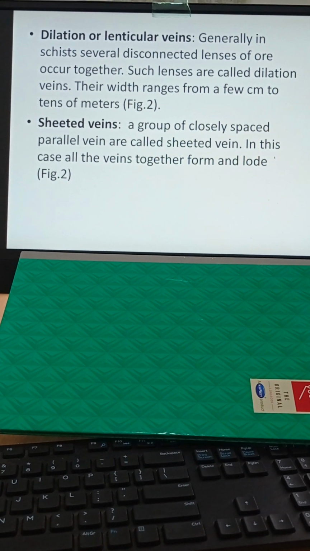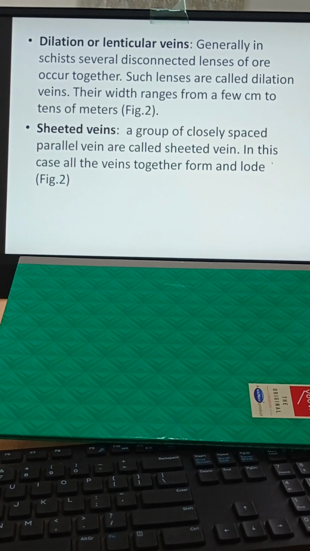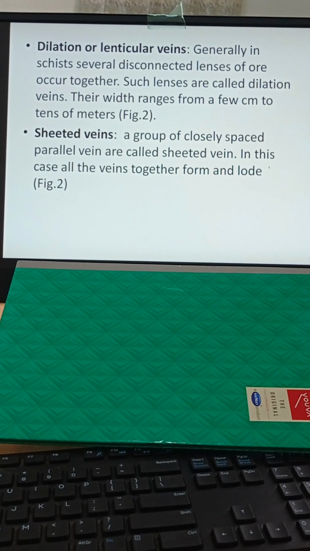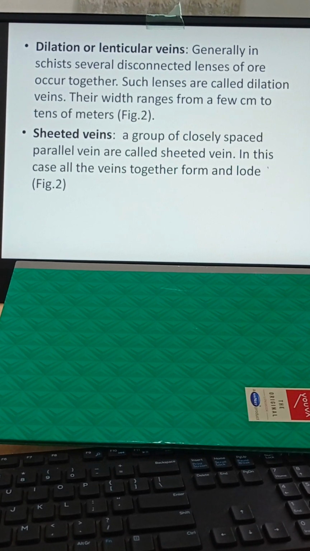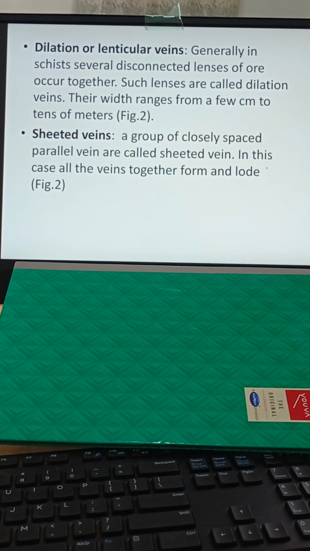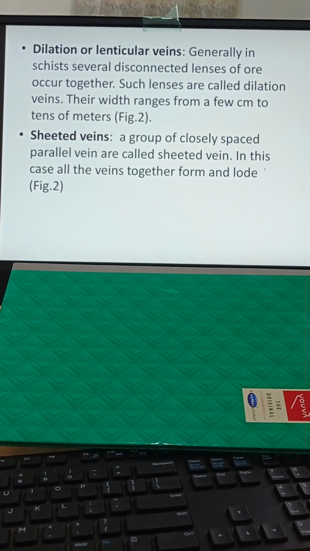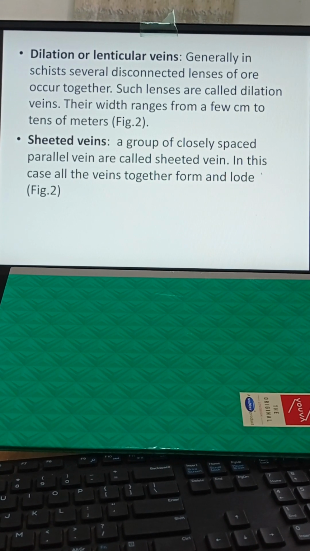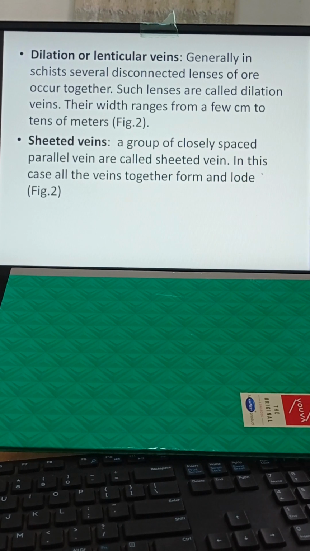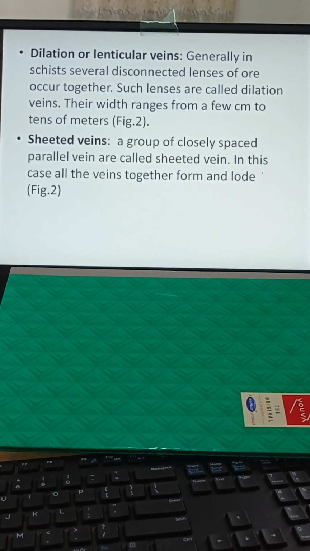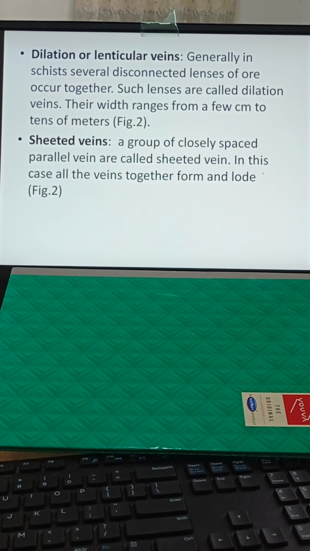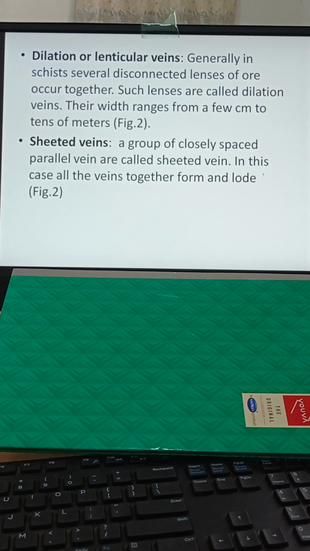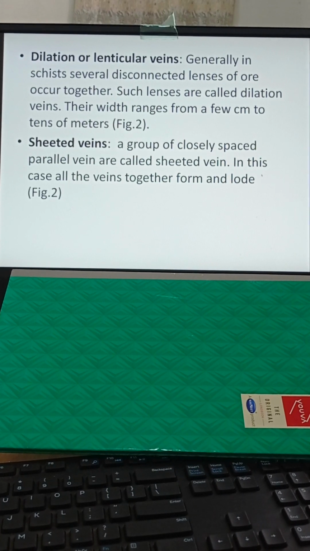Dilation or lenticular vein. Generally in schist, which is a metamorphic rock, several disconnected lenses of the ore occur together. Such lenses are called dilation veins. Their width ranges from a few centimeters to tens of meters. Sheet veins: a group of closely spaced parallel veins are called sheeted veins. In this case, all the veins together form a lode.